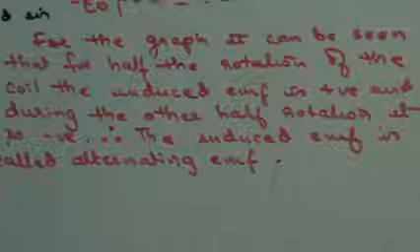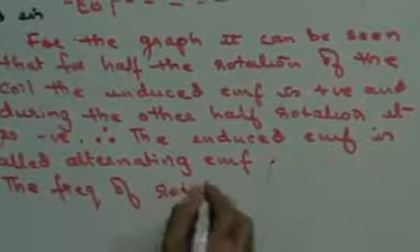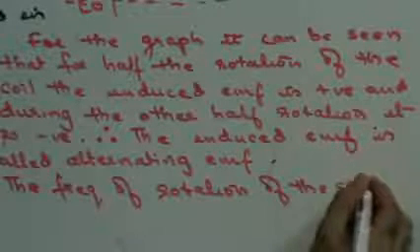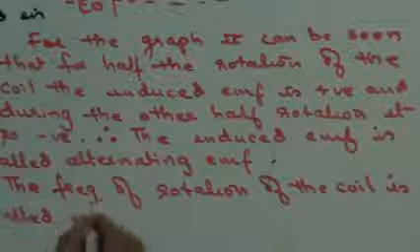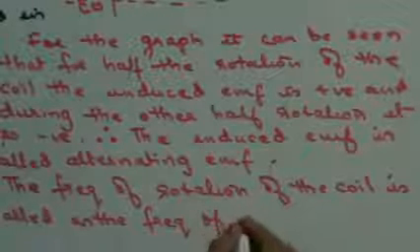And the frequency of rotation of the coil is called the frequency of alternating EMF. The frequency of rotation of the coil is called the frequency of rotation or frequency of alternating EMF.